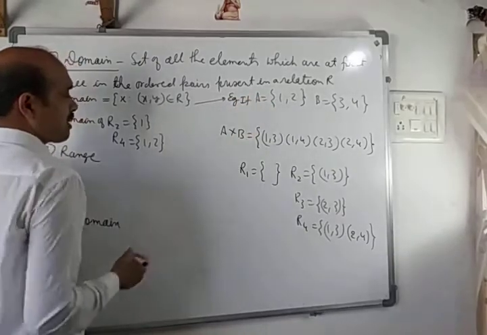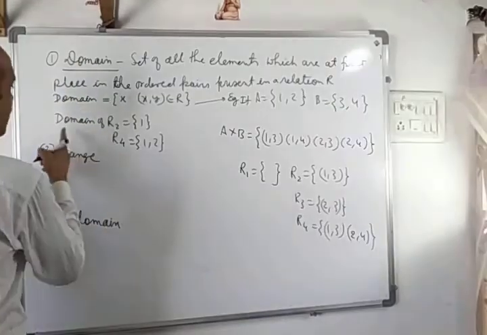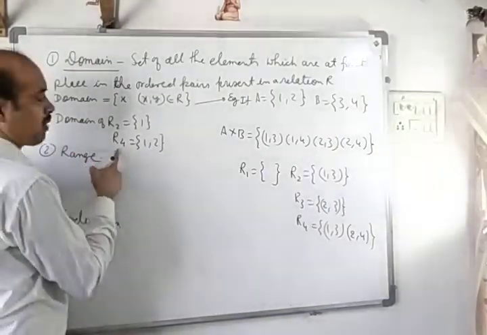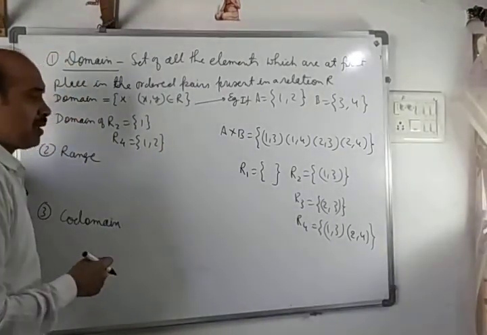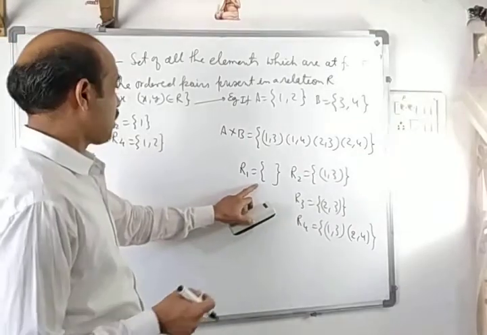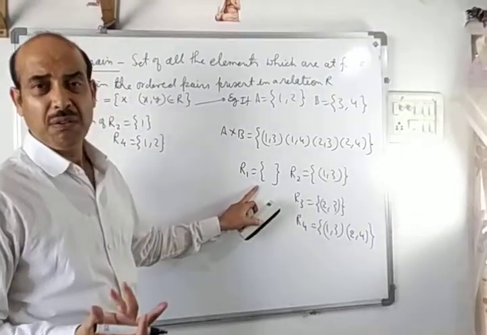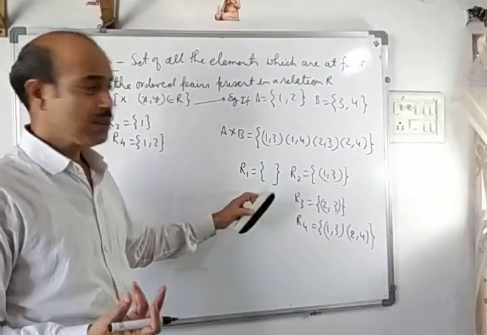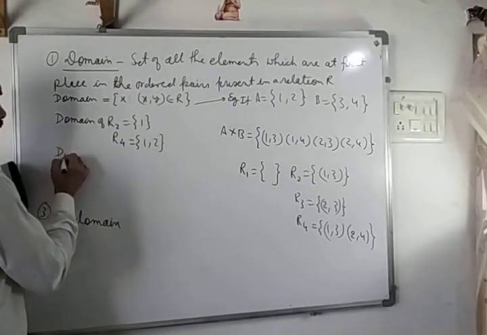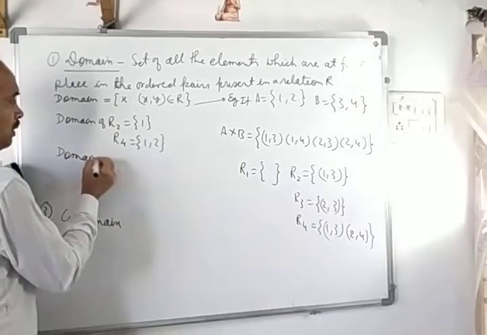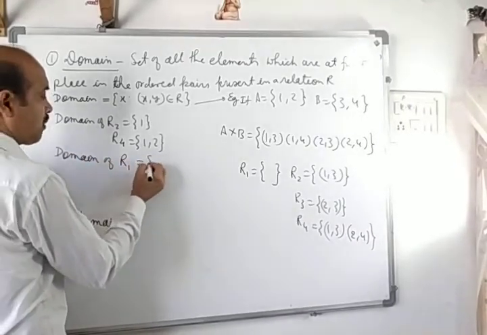If A is this, B is this, and A cross B is here, you can write: domain of R2 is 1, domain of R4 is 1 and 2, and similarly for the others. Now what about R1? It will be 5 because no element is there. So the domain of R1 is 5.